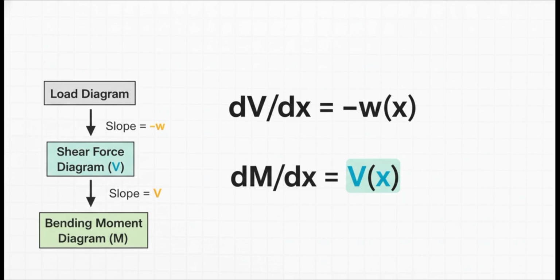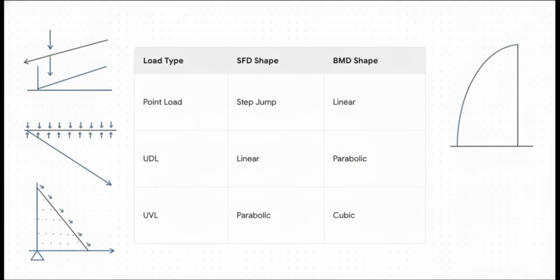If you can draw one, you can figure out the other. And check this out. This table shows you the practical result of those rules. The kind of load you have directly tells you the shape of your diagrams. A single sharp point load gives you a flat line or a step for shear, and a straight sloped line for moment. A nice, evenly spread out load gives you a sloped line for shear and a smooth curve, a parabola, for moment. It's totally predictable, which is exactly what engineers love to see.